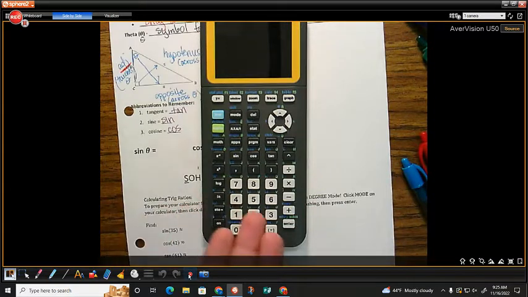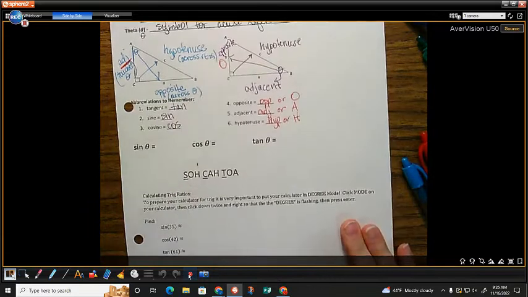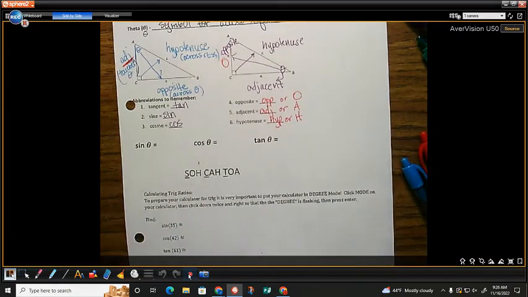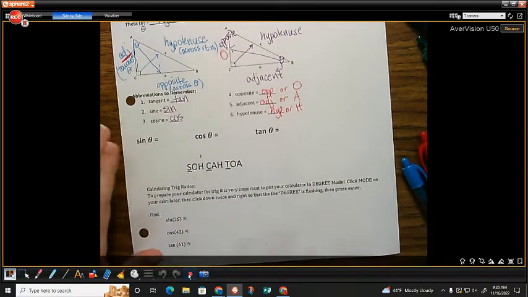Now you get to use these buttons you've been looking at all this time. Now you get to use them. Are you excited? We're not going to even go so far as to graph them. That's pre-cal. You don't get to do that in here.